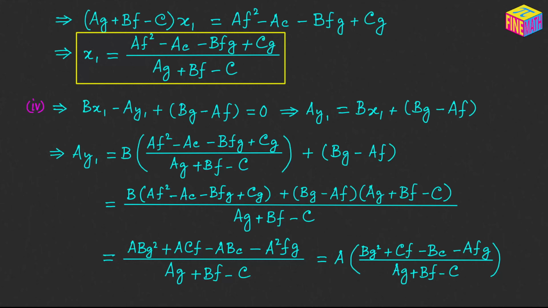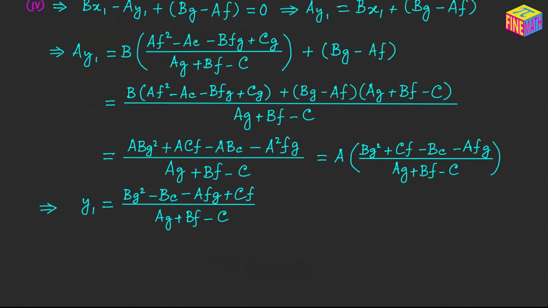And then if we divide both sides of this equation by a, then on the left hand side we are going to be left with just y sub 1, and on the right hand side it will be the entire quantity without the multiplied a. So from here we can say that the value of y sub 1 will be like this.